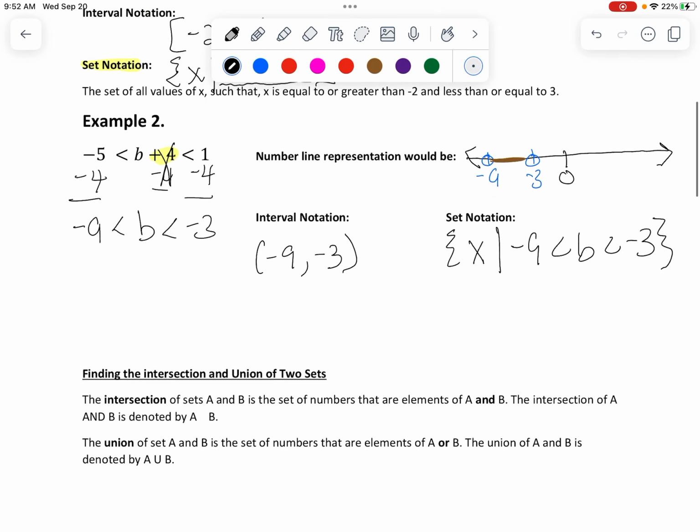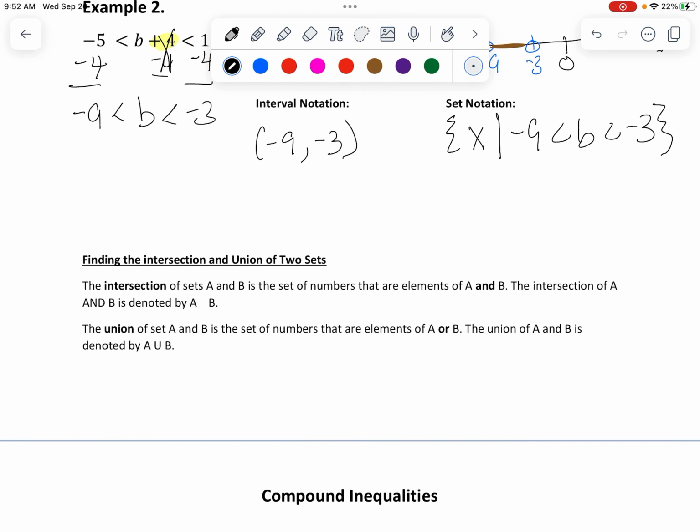So now we're going to move on to examples when you see the word and the word or. When you see the word and, you need to think of an intersection, okay? That intersection of A and B is denoted with an upside down U. So it looks like this. And basically here you have set of values A and set of values B. You want the values that repeat for both, that are included in A and B.